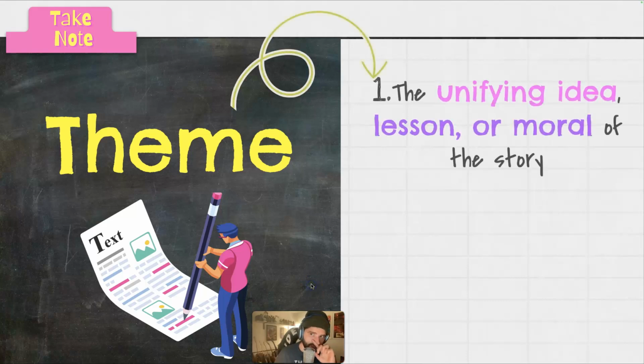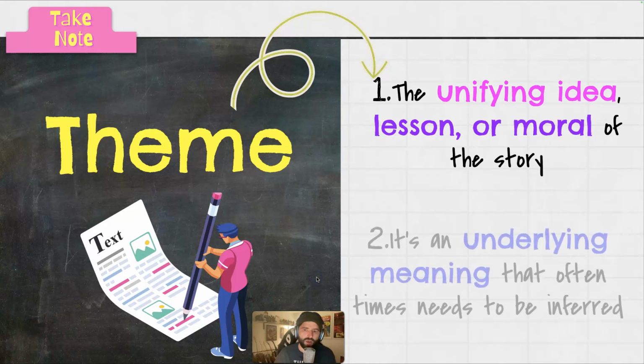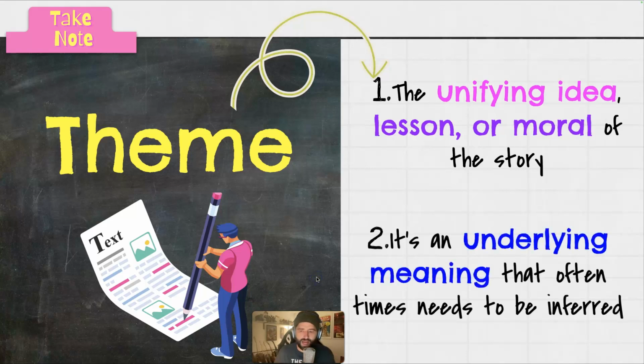Now, theme is the lesson that you learn. It's a unifying idea or moral of the story. Both of these should be done for you. It's an underlying meaning that oftentimes needs to be inferred. Now, our goal is to try to get into theme in Unit 3. If we don't get into theme in Unit 3 because of time, we'll get into theme later on in the year. Theme is tough. Theme is one of the harder skills this year. So we just want to kind of talk about it now.